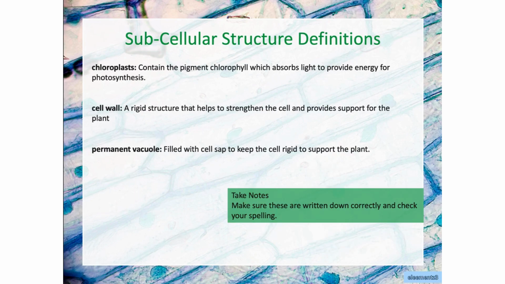Structure definitions. Chloroplasts contain the pigment chlorophyll, which absorbs light to provide energy for photosynthesis. Cell wall, a rigid structure that helps to strengthen the cell and provides support for the plant. Permanent vacuole, filled with cell sap to keep the cell rigid to support the plant.